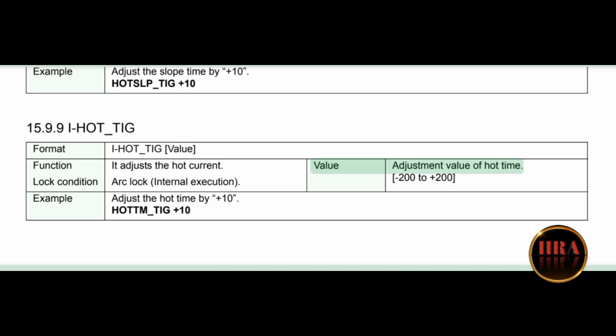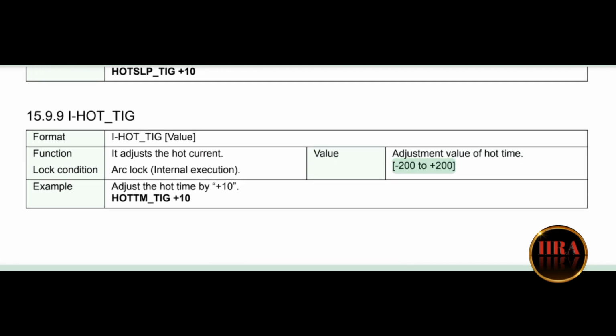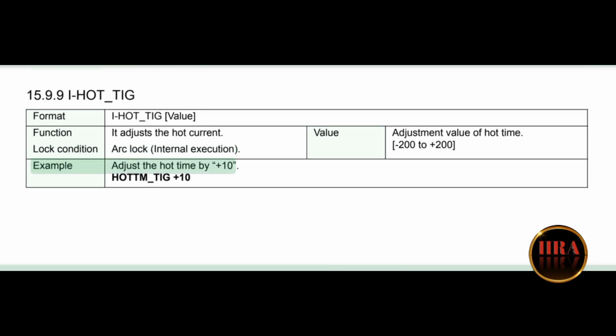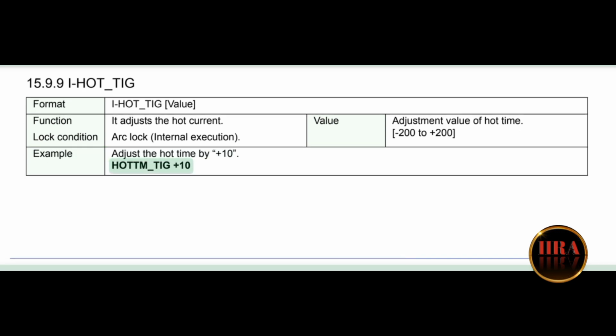Format: IHOT_TIG value. Function: it adjusts the hot current. Value: adjustment value of hot current, -200 to +200. Lock condition: arc lock, internal execution. Example: adjust the hot current by +10. HOTTM_TIG +10.